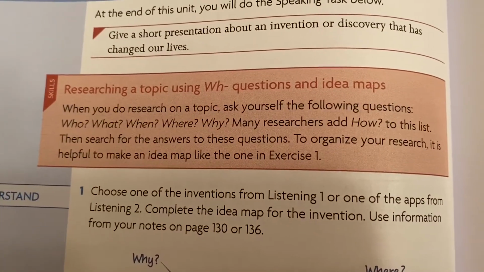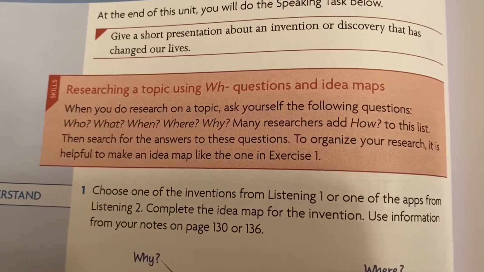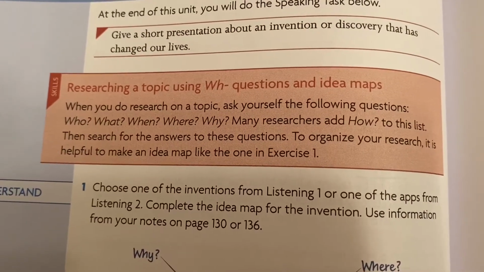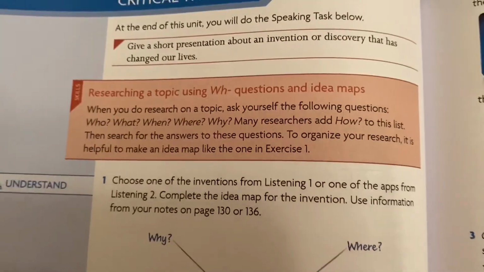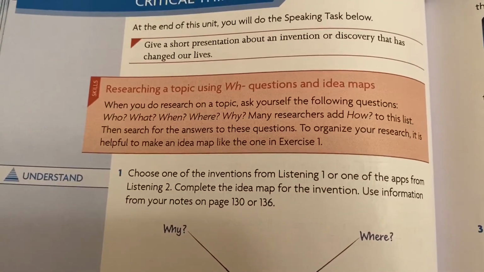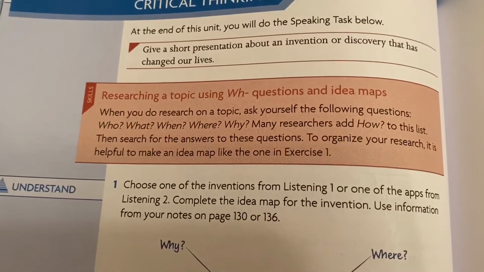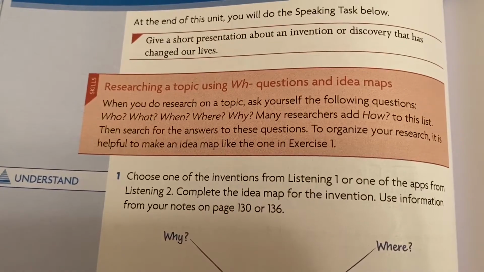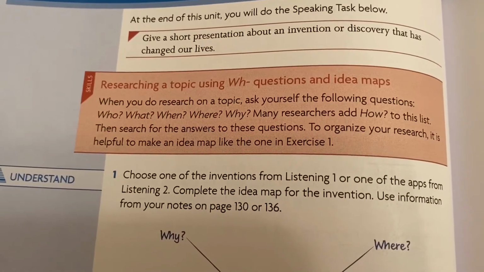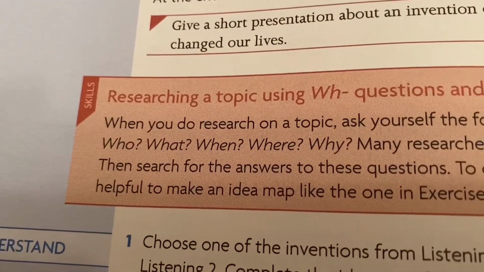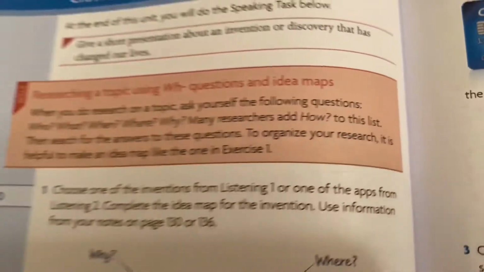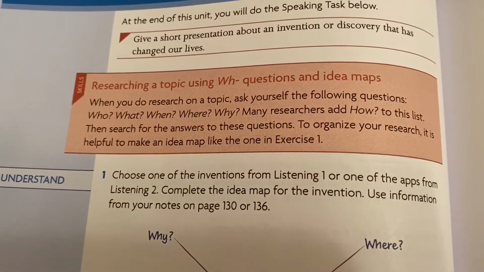When researching, you often have to ask the following questions: who, what, when, where, why. Many researchers add how to this list. These are really helpful when speaking about something and when writing about something. If you're ever writing an essay and you're not sure if the essay is long enough, if you need to include more details, always think of the W questions and how. They can help give you many more details to add.